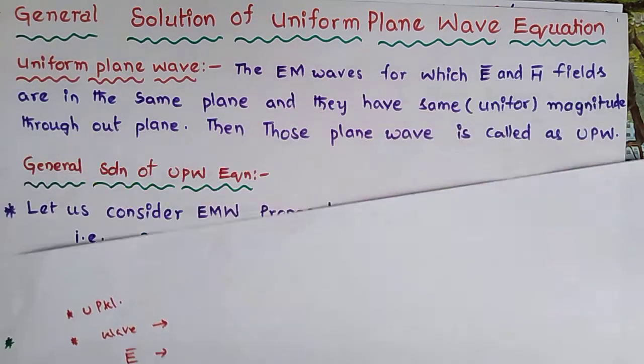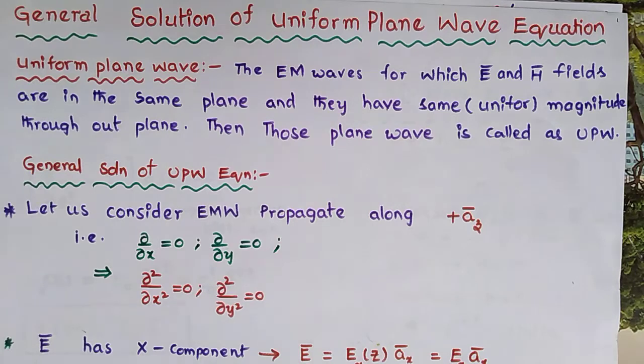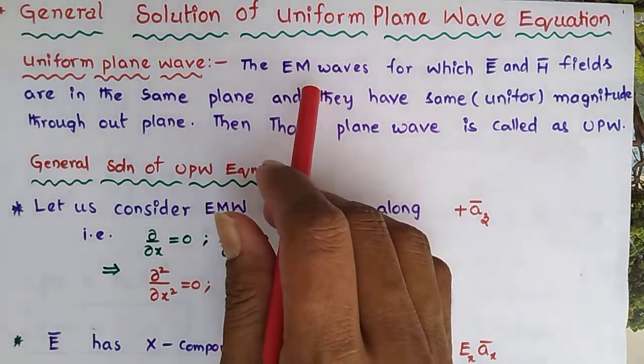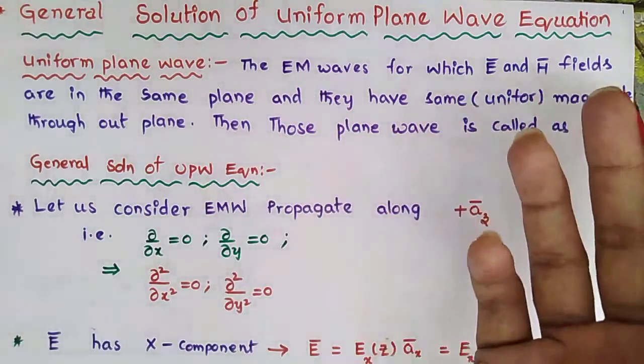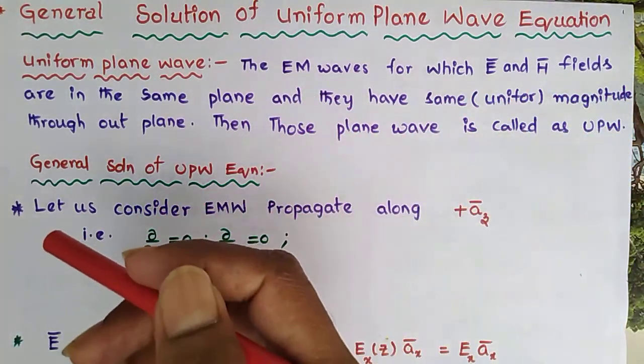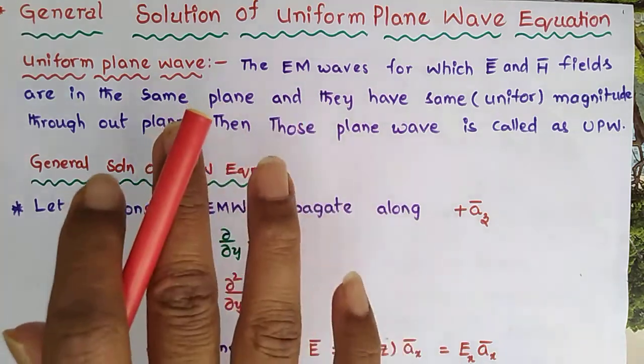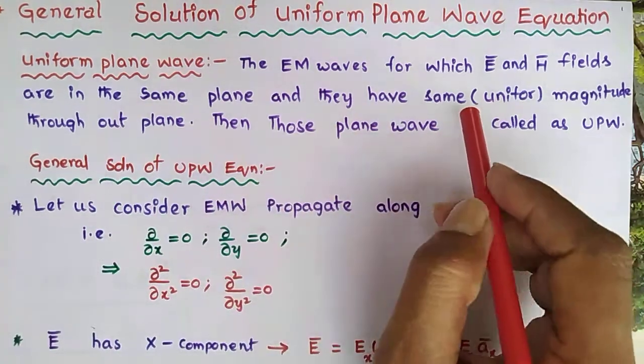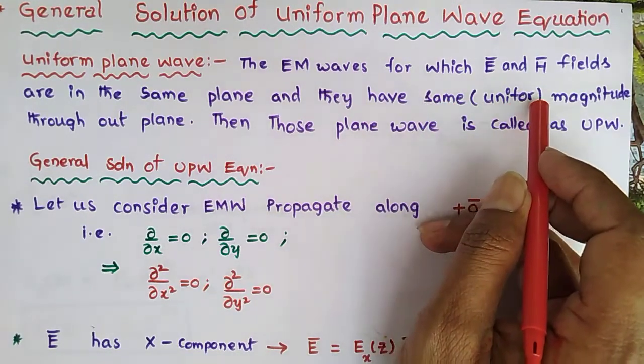Okay, first, what is the uniform plane wave? A uniform plane wave is nothing but a wave having electric field and magnetic field magnitudes that are equal at all points of the plane. Then that wave is called a uniform plane wave. See here, I have given the definition. The electric and magnetic fields having the same magnitude at all points throughout the plane is called the uniform plane wave. See here, same magnitude, nothing but uniform.